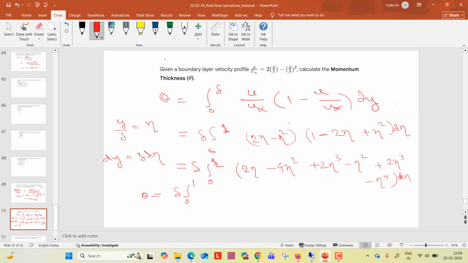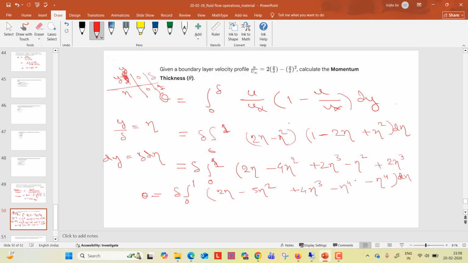So y by delta is eta. When y equals 0, eta will be 0, and when y equals delta, eta will be 1. If you remember the class 12 integration, from 0 to 1 it will be 2 eta minus 5 eta square plus 4 eta cube minus eta to the power 4, d eta.